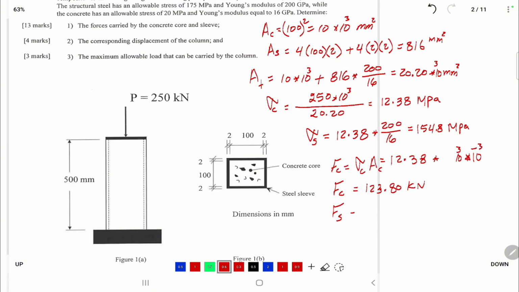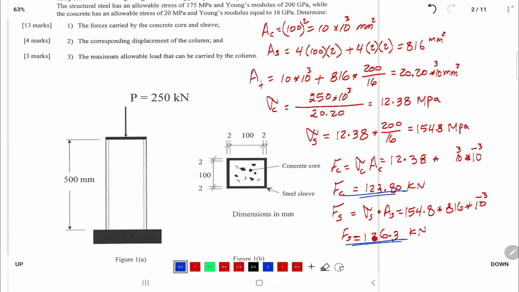F sub S is sigma steel multiplied by area steel. So it is sigma steel 154.8 multiplied by area steel, multiplied by 10 to the minus 3, and this will give 126.3 kilonewton. So these are the answers: force in concrete and force in steel.